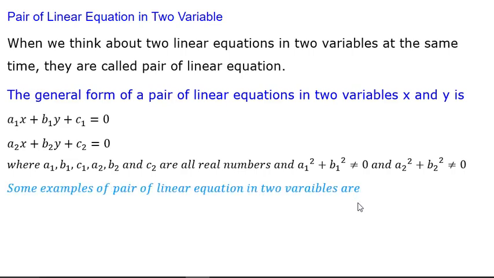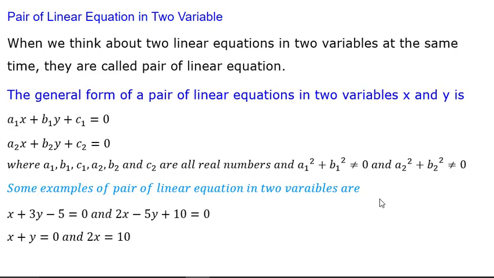Let us see some examples. x plus 3y minus 5 equal to 0 and 2x minus 5y plus 10 equal to 0. This is one example of a pair of linear equations in two variables. Another example, x plus y equal to 0 and 2x equal to 10. So what we have said is that a and b should not both be 0 at the same time. So 2x equal to 10 is also considered a linear equation in two variables, where the coefficient of y is 0, that is, the value of b is 0, and x plus y equal to 0. So c could be 0 or could be any other number.